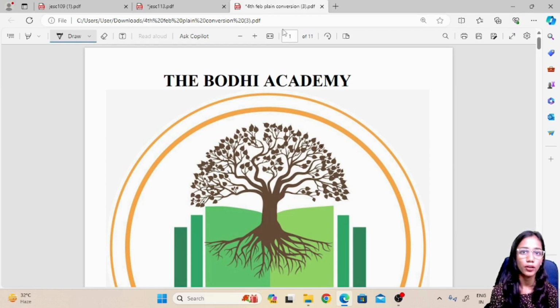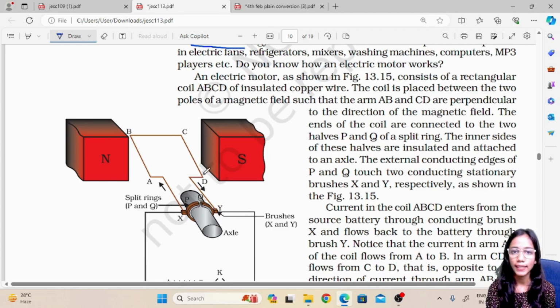Coil ABCD is placed under the magnetic field. The coil is placed between the two poles of the magnetic field such that arm AB is perpendicular to the magnetic field. Okay, and also CD is perpendicular to the magnetic field.